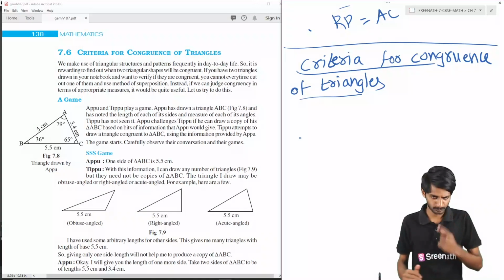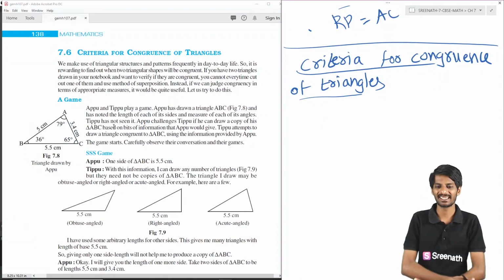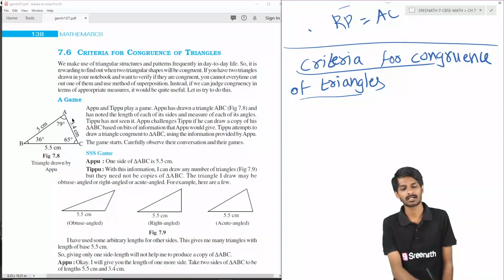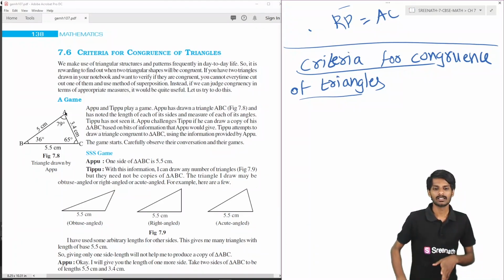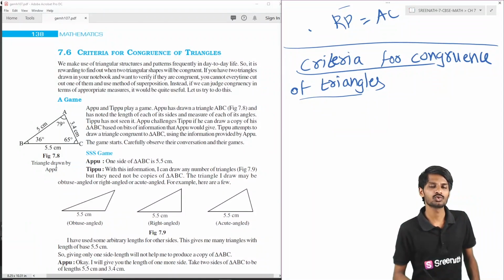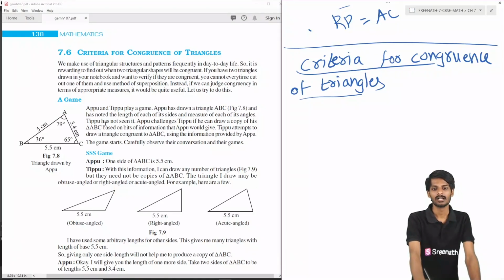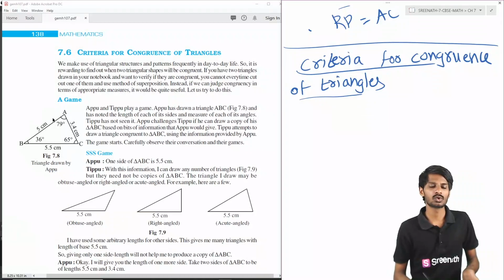So here Appu and Tippu are playing a game. Appu drew a triangle, noted the vertices, noted the side lengths and measured the angles, but he rubbed them out. So only Appu will know the distance from A to B, B to C and A to C, and what angle A, angle B and angle C are. Tippu doesn't know; Tippu hasn't seen it. Only Appu knows the correct values of the side lengths and angles.